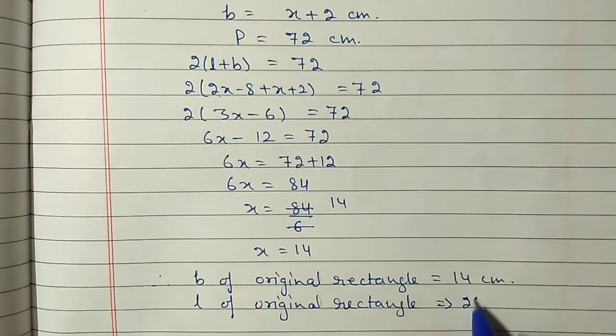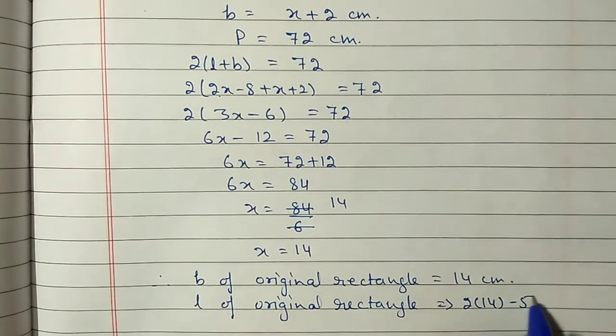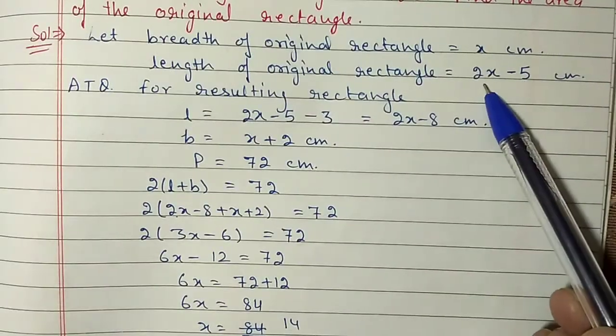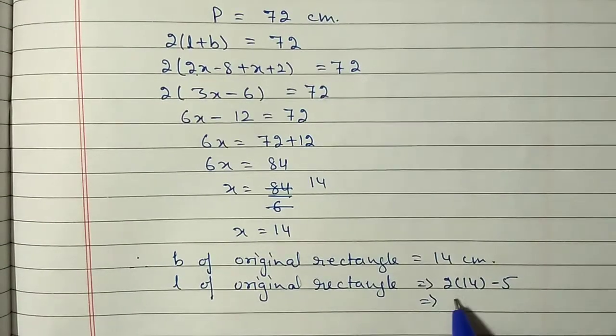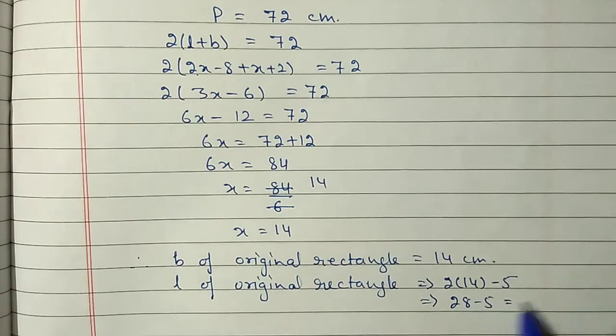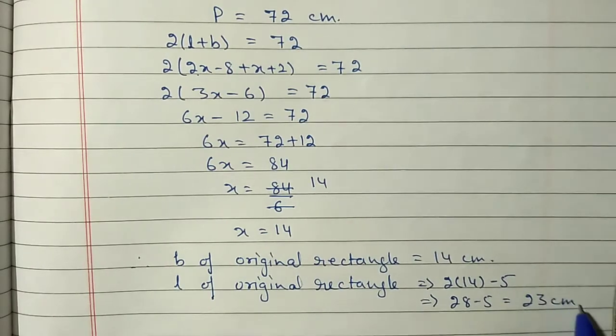is 2 into 14 minus 5 according to the question. Twice of breadth minus 5. So 2 into 14, 28 minus 5 means 23 centimeter.